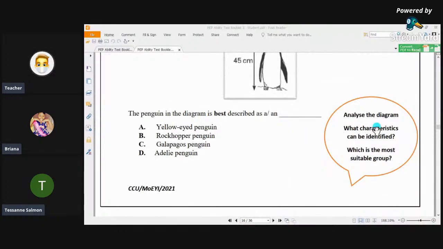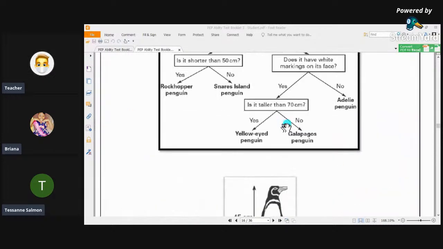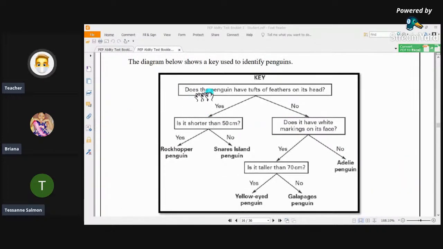All right, let's see. Again, analyze the diagram. What characteristics can be identified? Which is the most suitable group? Let's go. So here, does the penguin have tufts of feathers on its head? If yes, and it is shorter than 50 centimeters, then we can call him the Rockhopper penguin. But if it has the tufts on the head and is not shorter than 50 centimeters, then we can say these are the Snares Island penguins.